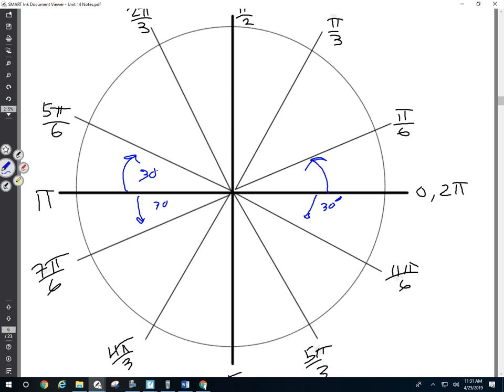Okay, what about the pi over 3s? What are they all away from the x-axis? They're all 60 degrees.